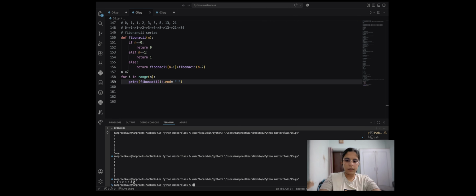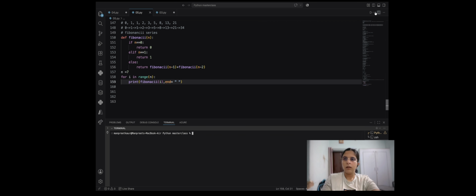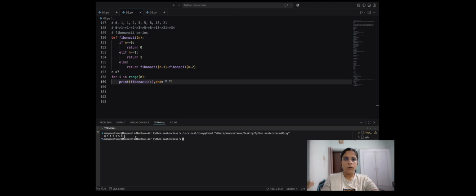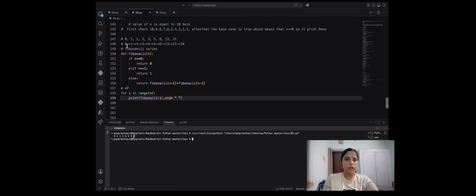First, I will clear that. Clear the terminal. Now I'm going to run it. 0, 1, 1, 2, 3, 5, 8. What have I written over there? 0, 1, 1, 2, 3, 5, 8. What happens if I write 9 over there?